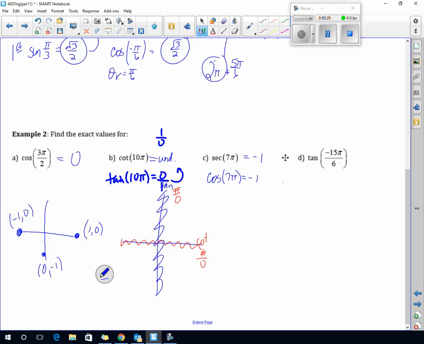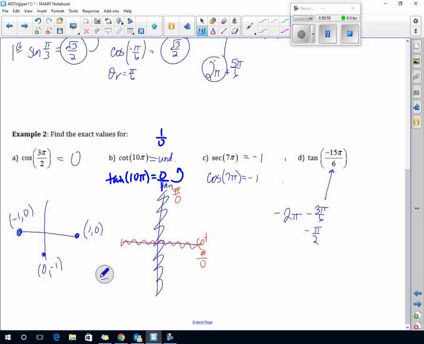Okay, now we have a crazy angle here, so we need to address the crazy angle first. How many times does 6 go into 15? So negative 2 pi, and what's my remainder? Negative 3 pi over 6. So at first you think this is a reference angle of pi over 6. But what happens here? This is reducing down to minus pi over 2. Do you see that?